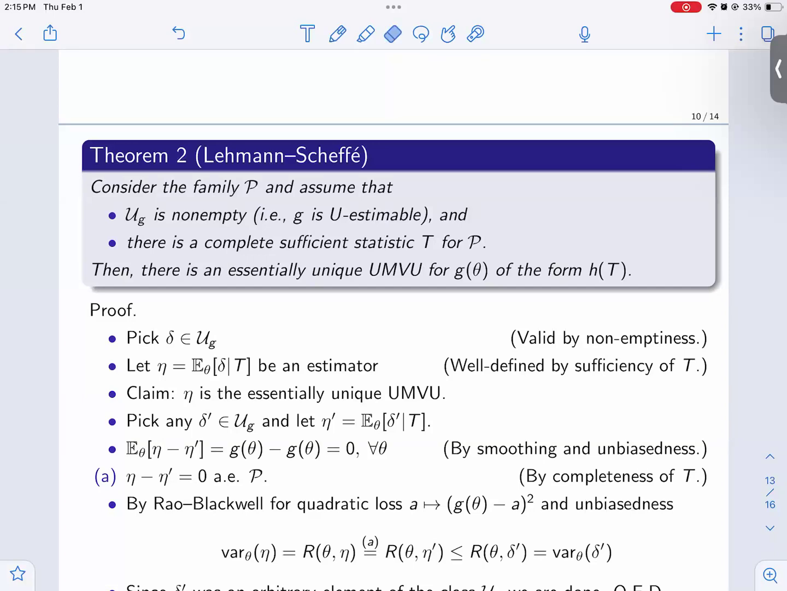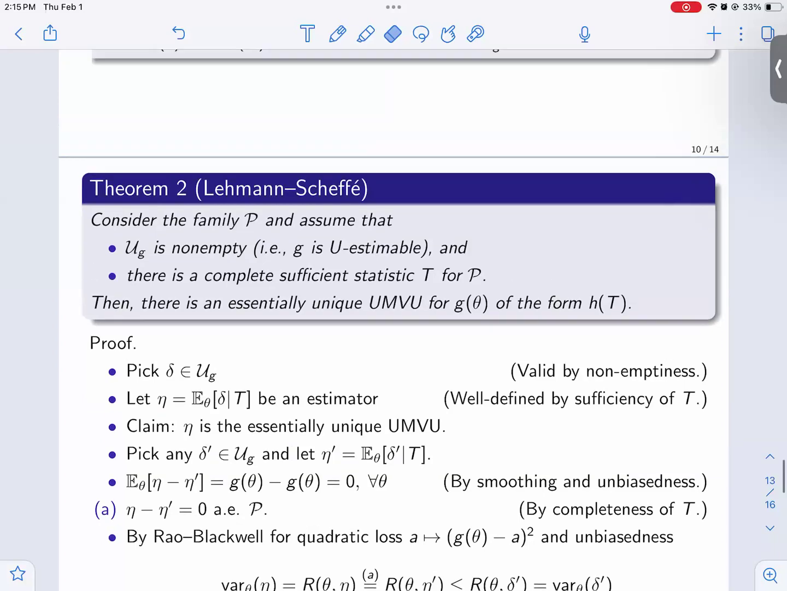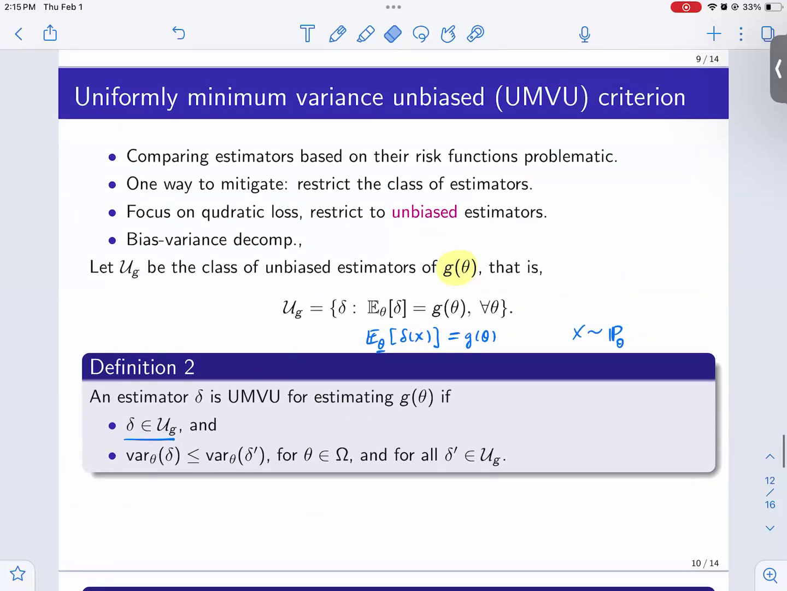UMVU is not necessarily the minimum risk. It is necessarily minimum risk if you look at the quadratic loss. For quadratic loss, the risk is just the MSE, and it would be bias squared plus variance. So we are forcing the bias to be 0, and the risk is really just the variance in this class.